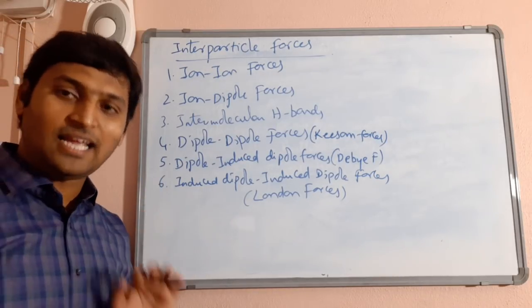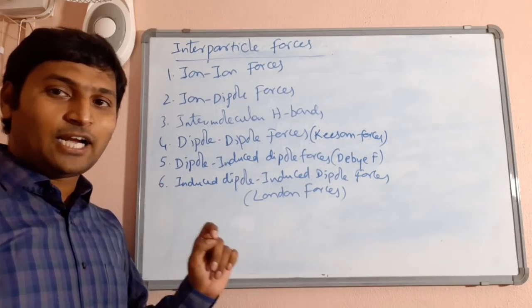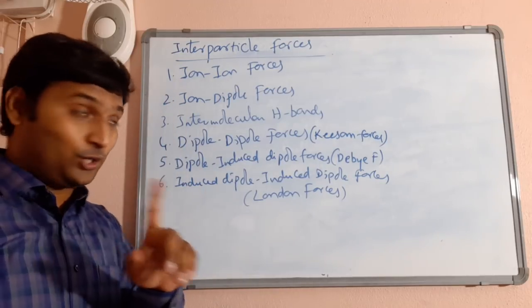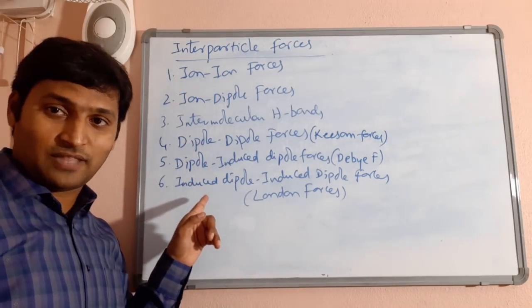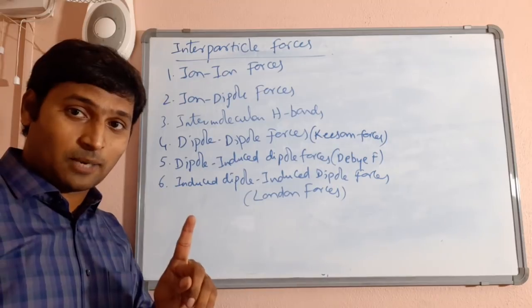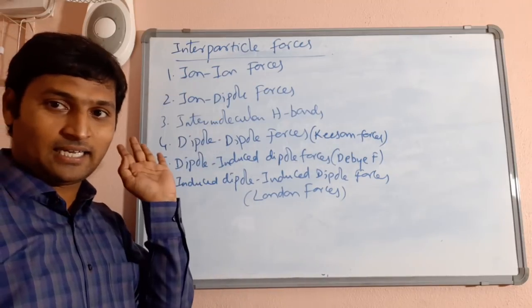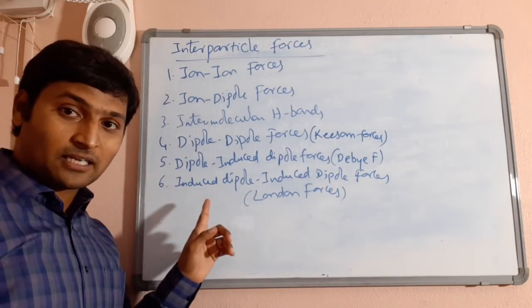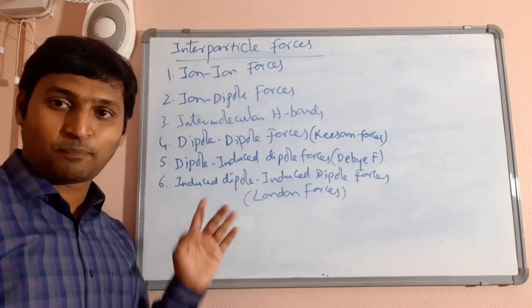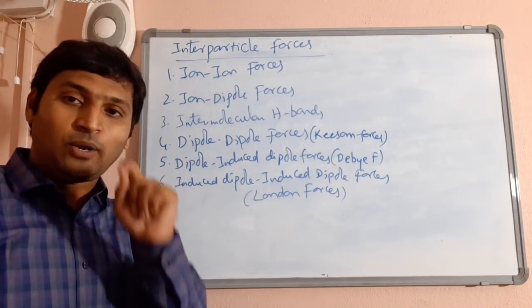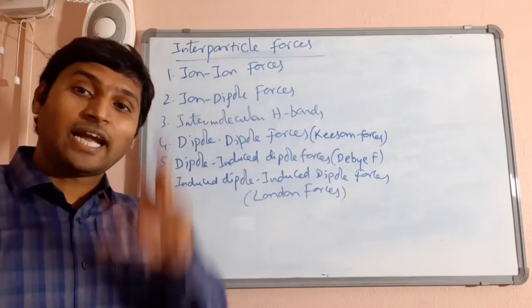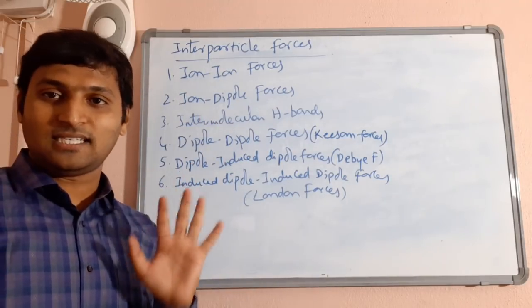Now let us quickly understand in what kind of substances. I have already told you this is in the decreasing order of their strength. Which are the strongest interparticle forces? Ion-ion interactions. Which are the weakest interparticle forces? London forces. Now, between what kind of particles, in what kind of substances do these forces exist? Let us understand.